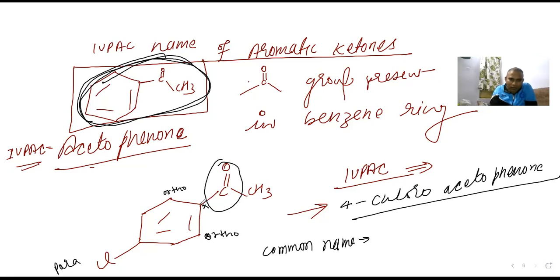Sir, I did not understand. See, if this group is the functional group, then opposite to this is para. Nearer to it is ortho. And this one is going to be meta, and this is also going to be meta.